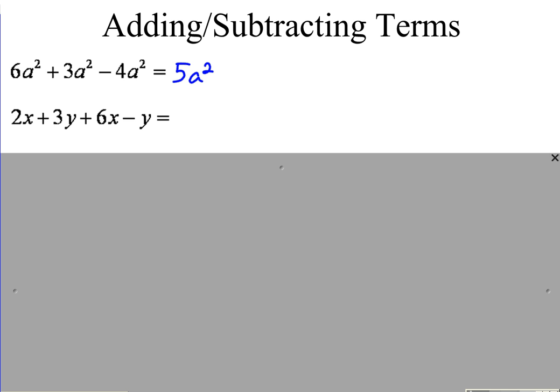2x plus 3y plus 6x minus y. Look at the like terms. 2x and 6x are like terms, so I can take 2x and 6x and add them. We get 8x. 3y and negative y are like terms. 3y minus 1y gives us 2y.